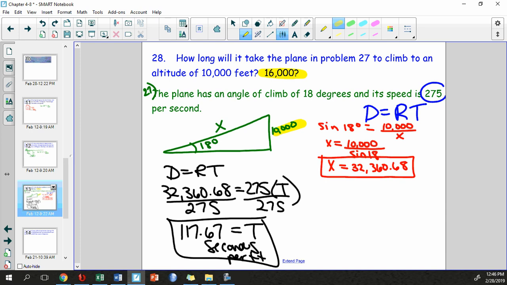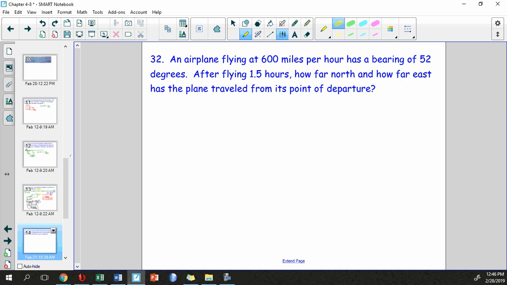Makes sense. Okay, excellent. Next one that we're going to talk about is number 32. Number 32 is the last story problem that I made you guys do by yourselves. It says an airplane flying at 600 miles per hour has a bearing of 52 degrees. 52 degrees from which axis? We don't know. Let's keep reading. After flying 1.5 hours, how far north and how far east has the plane traveled from its point of departure?